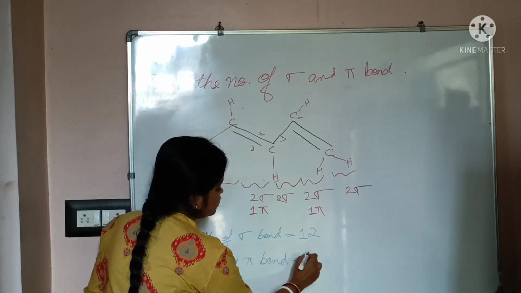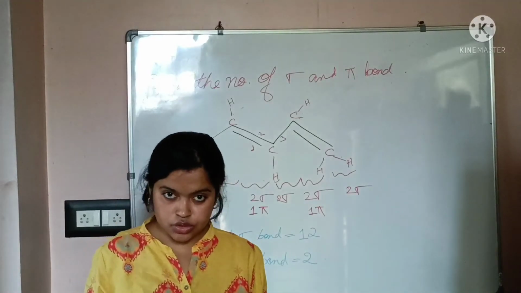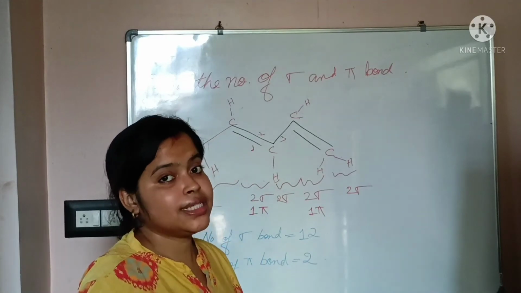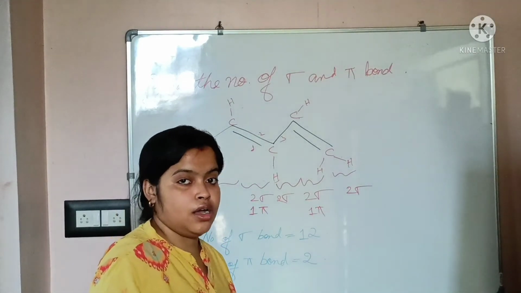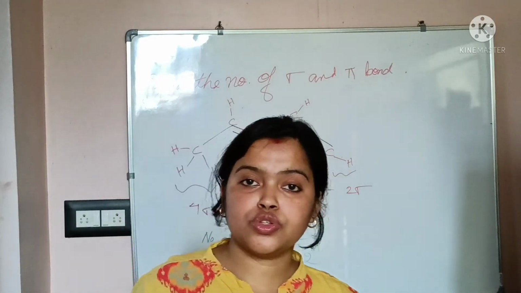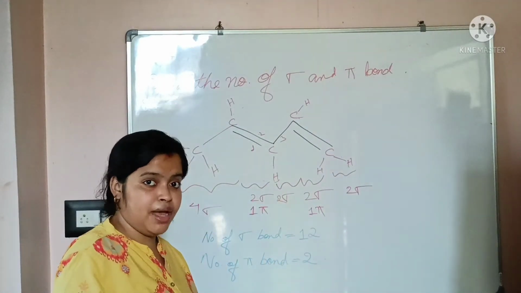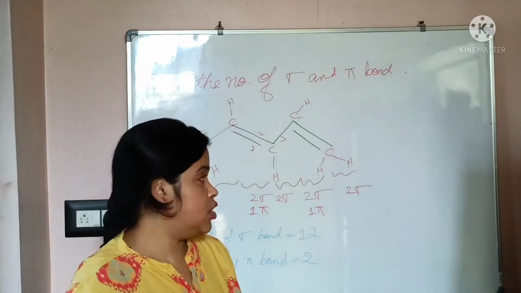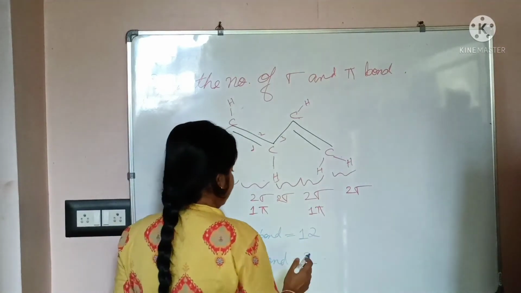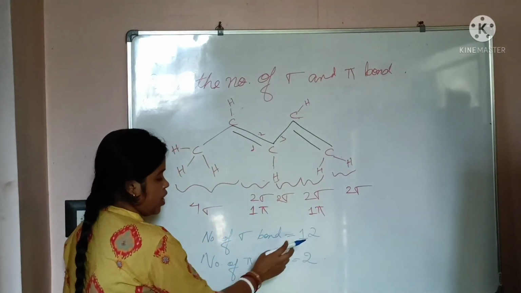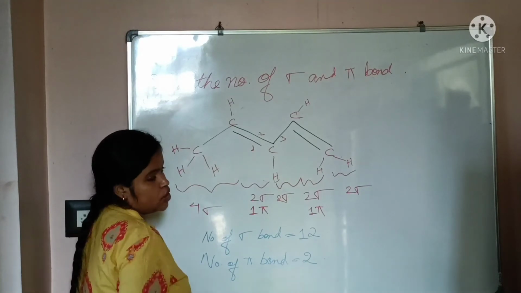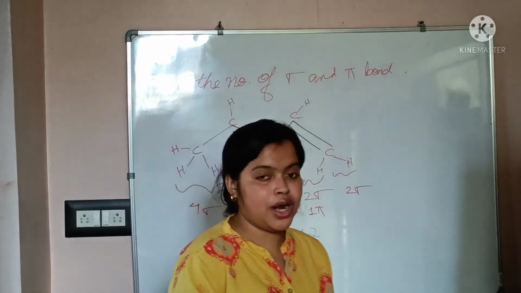is equal to 2. So what you need to remember is that all the single bonds are sigma, okay, and when a multiple bond is formed, one bond you have to consider as sigma and the other bond as pi bond. So for this, the number of sigma bonds is 12, the number of pi bonds is 2. So I hope you understood this.